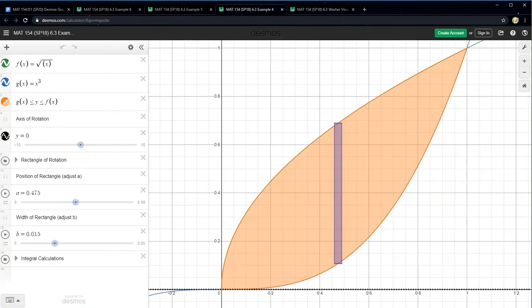So f of x, which is the square root of x, is the curve that's on the top here. If I turn off the region, you can see. So f of x is the square root of x, which is that one, right? G of x, which is x cubed, is that one. So f of x is concave down, g of x is concave up, at least for that region. All right, and so then we're looking at the region in between the two.